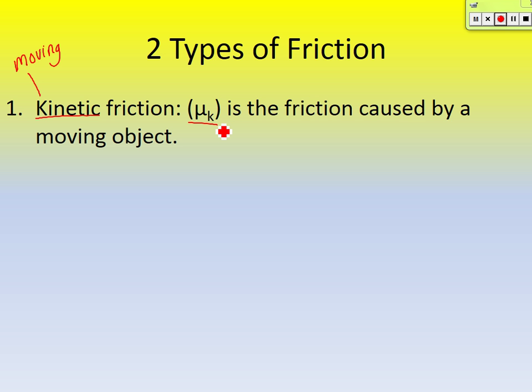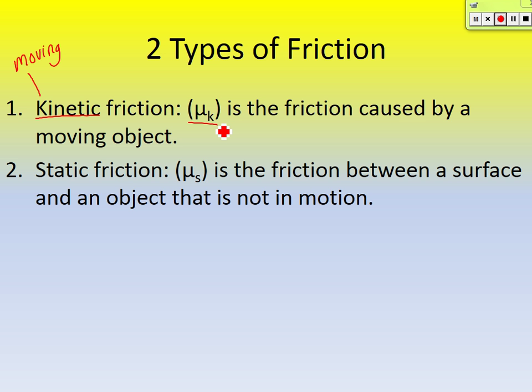So if I push this calculator across the counter, is there friction acting on it right now? Yes. And so what kind of friction would that be? Kinetic friction.